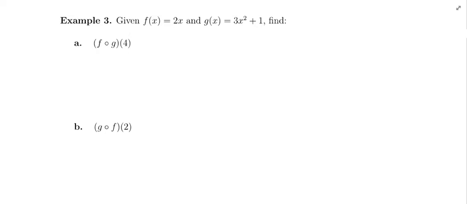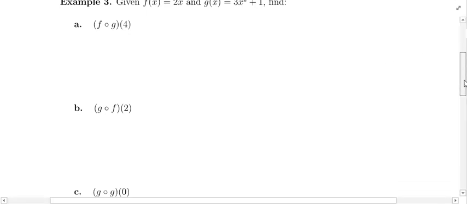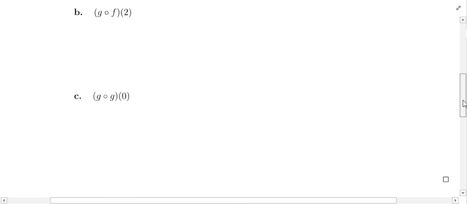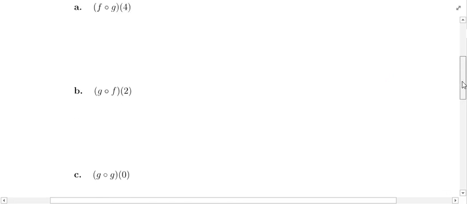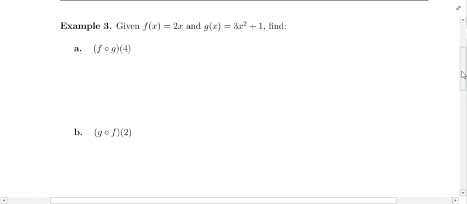Example 3. Given f of x is equal to 2x and g of x is equal to 3x squared plus 1, find f of g of 4, g of f of 2, and g of 0. All right, so let's talk about how we would do this. Let's concentrate on part A. We're going to try to find f of g of 4.